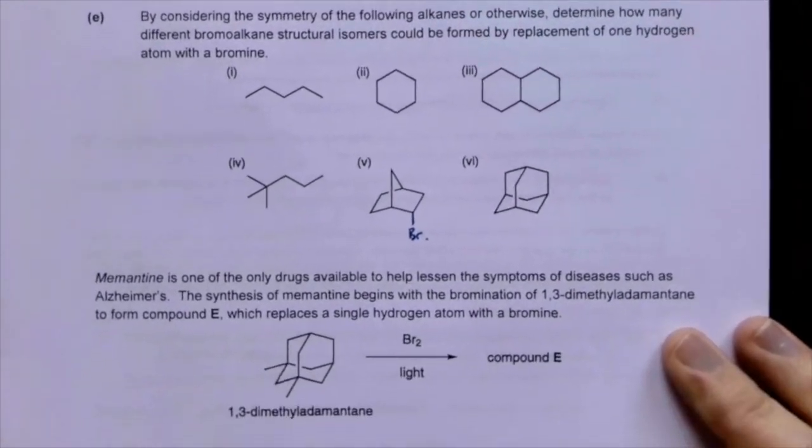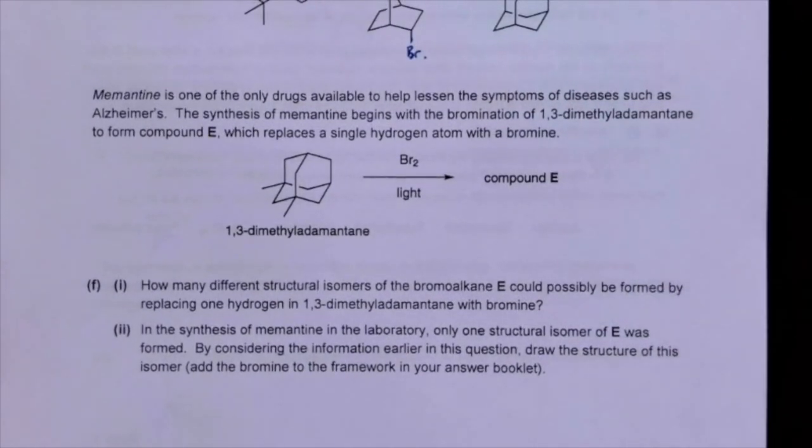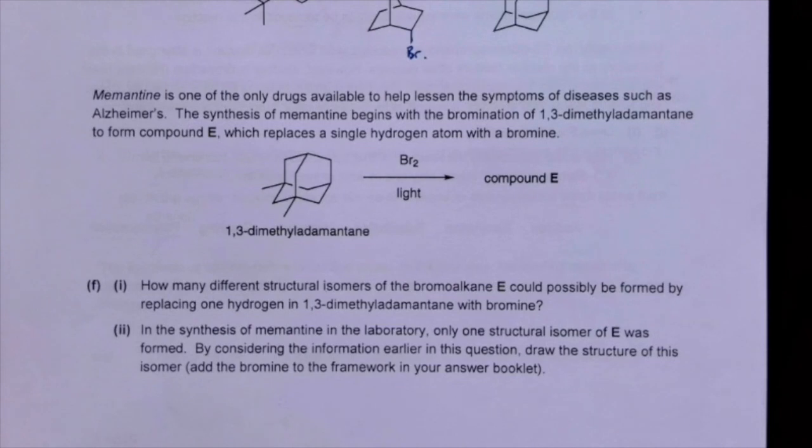All right, so once you've done that, that's the warm-up part of the question, and now we're going to get into the proper part of the question. So we're going to be thinking about this molecule for the next few parts. Once you've read the little introduction, how many different structural isomers of the bromo-alkane E could possibly be formed by replacing one hydrogen in 1,3-dimethyl adamantane with bromine?